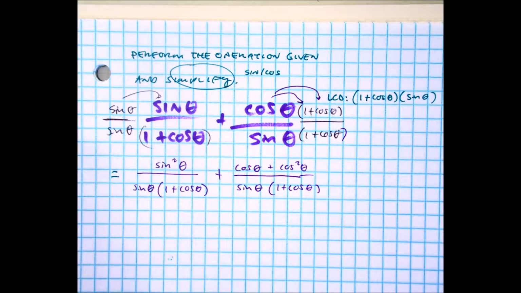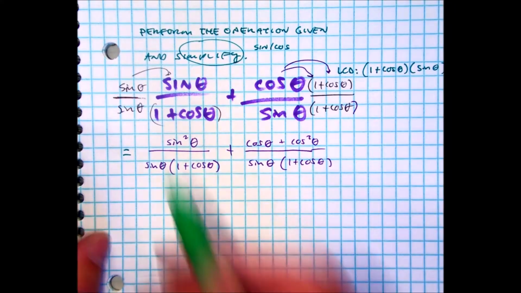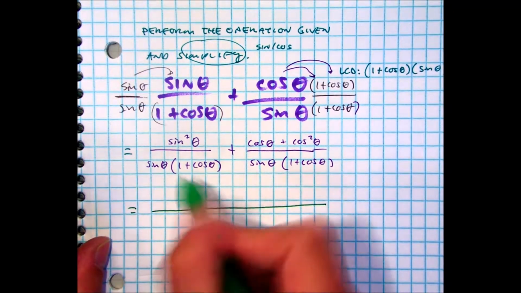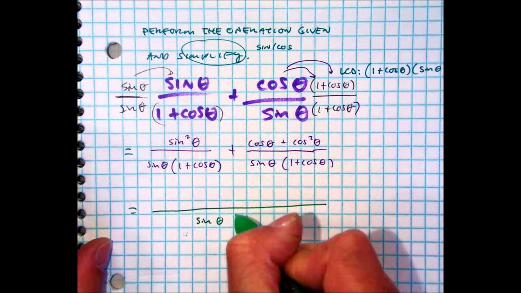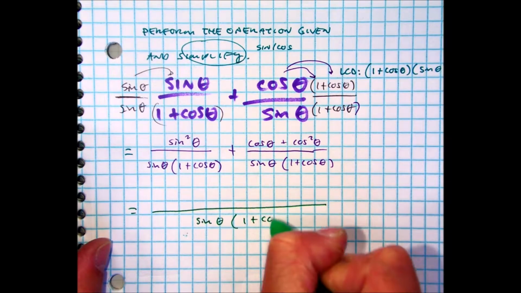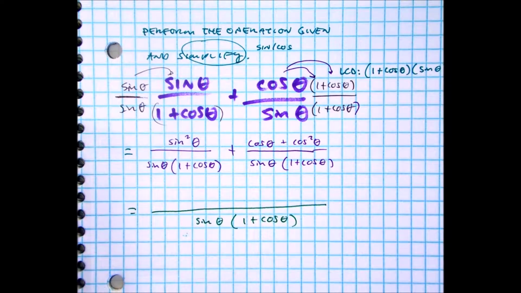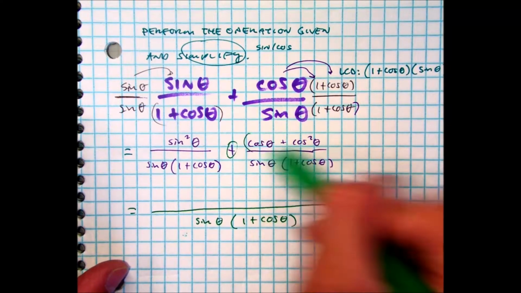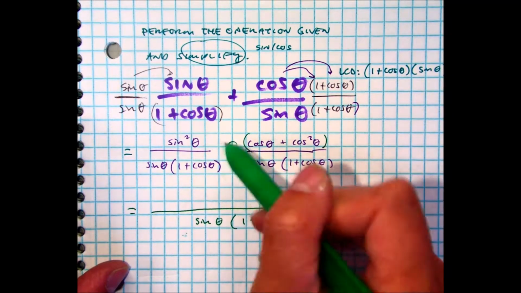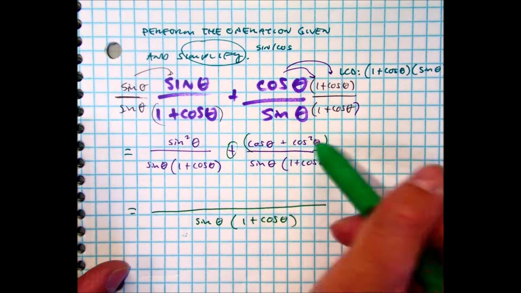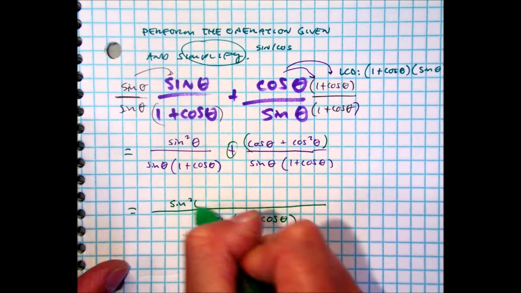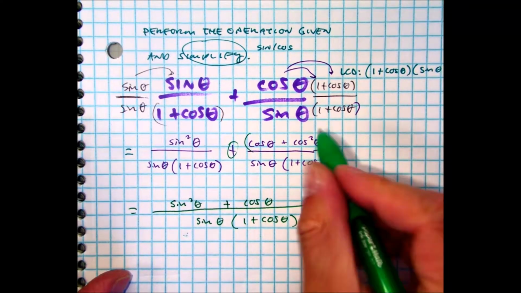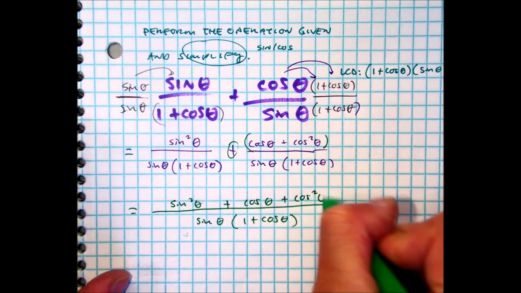Class, do we have a common denominator? Yes. Okay. Now I can just put it under one big fraction. In the denominator I have sine of theta times 1 plus cosine theta. Now pay attention, this is a plus sign, right? So I don't have to distribute. If it was a minus sign, then you would have to distribute and change the signs on the right side. So I have sine squared theta plus cosine theta plus cosine squared theta.